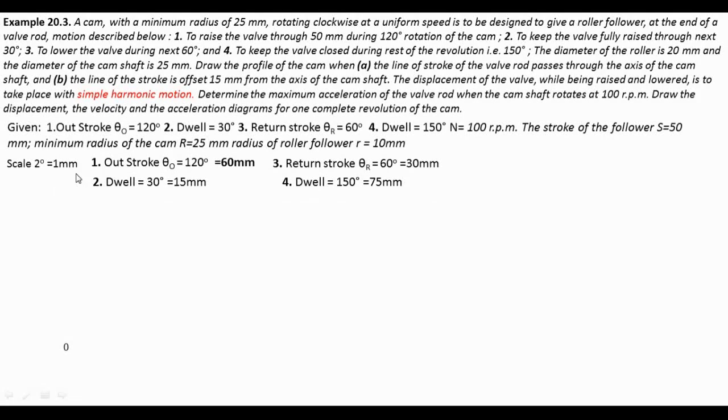So for the scale of 2 degrees equals to 1 mm, theta O will be 60 mm, theta R will be 30 mm, dwell will be 15 mm, and remaining dwell will be 75 mm. So let us draw the diagram.